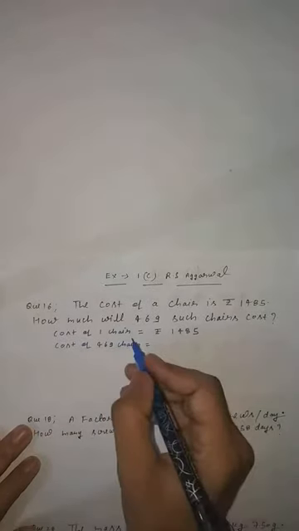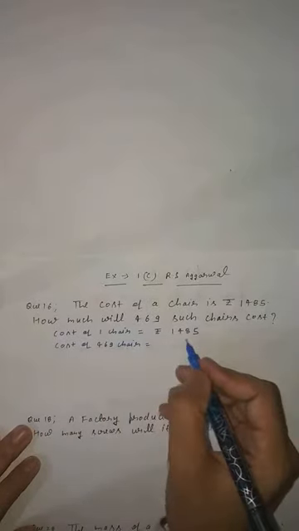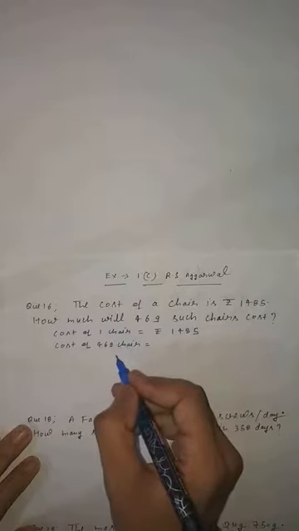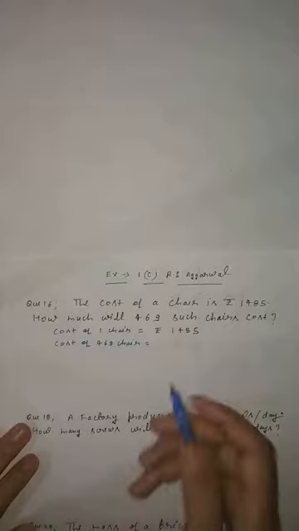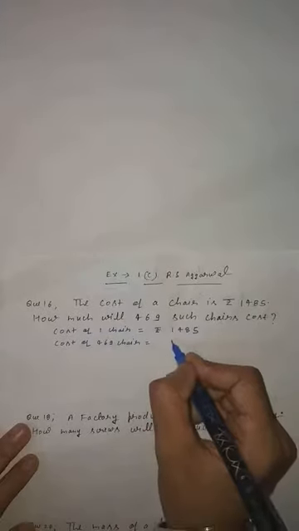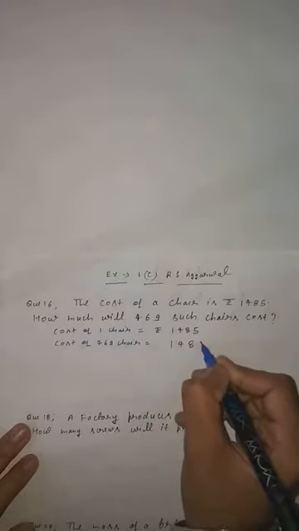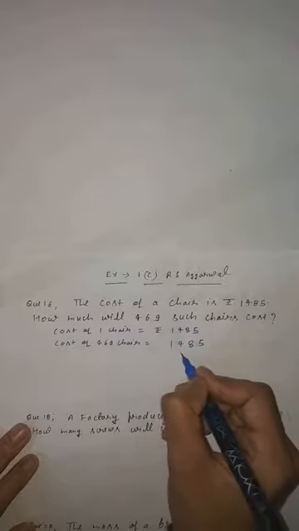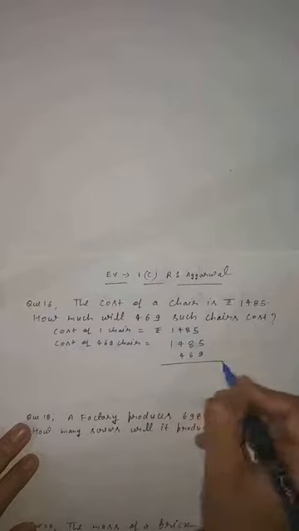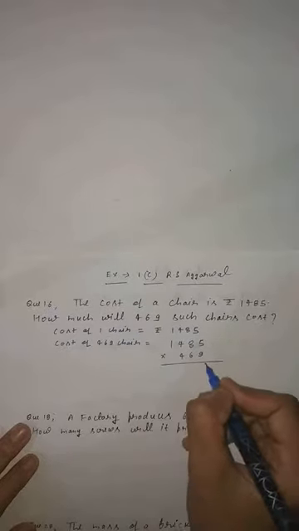So students, what will you do? The cost of one chair is 1485. So for the cost of 469 chairs, you will simply do multiplication. So 1485 multiplied by 469. Clear, students? Now 9 fives are 45, 9 eights are 72, 72 and carry 4, it will become 76.